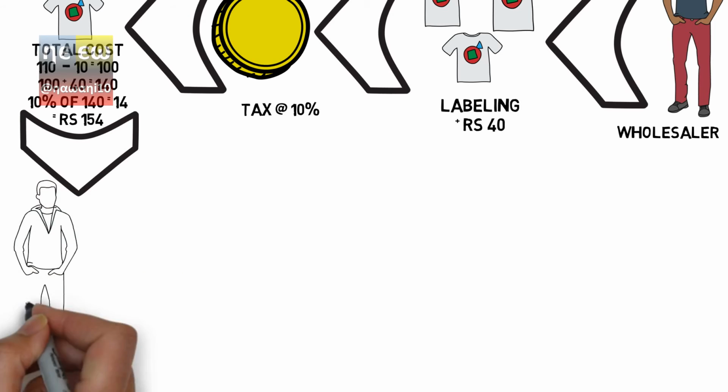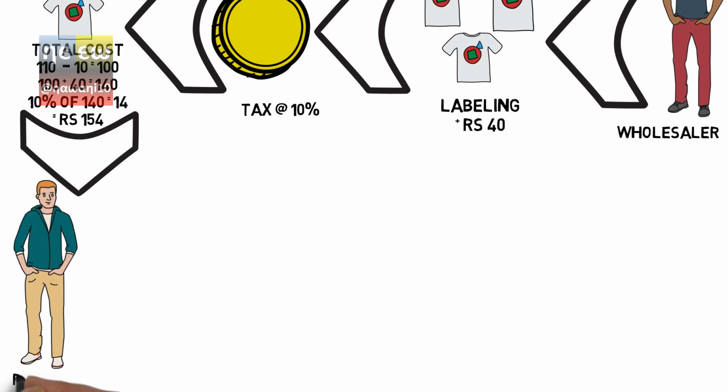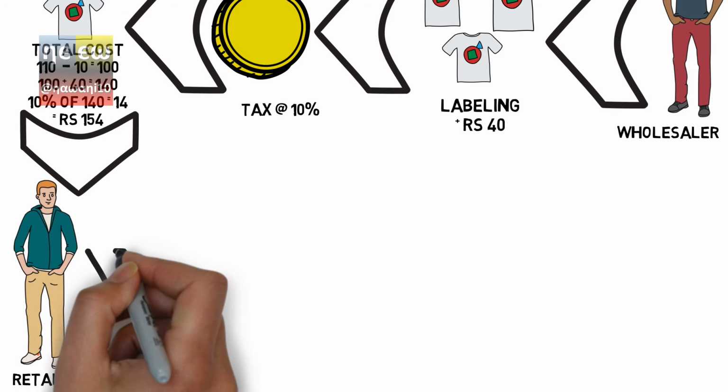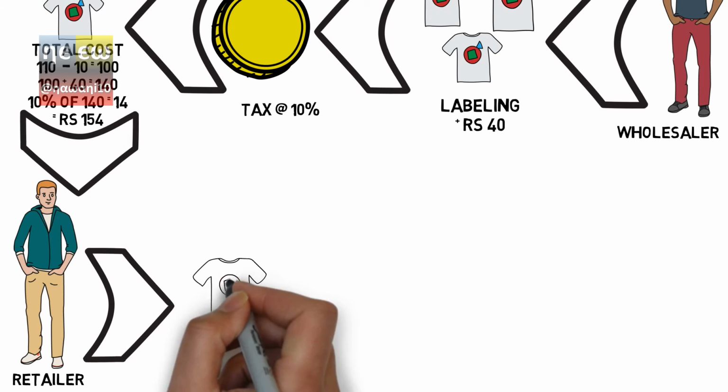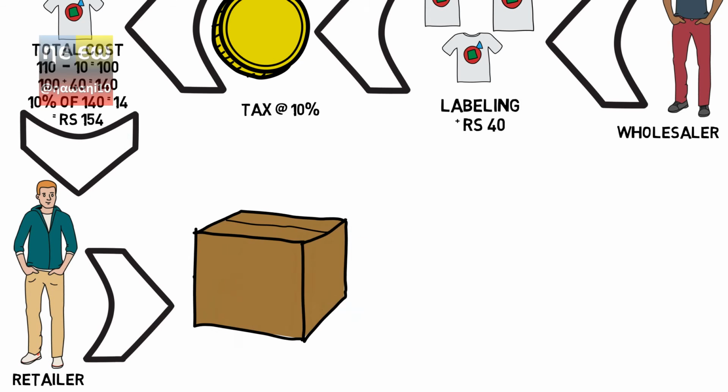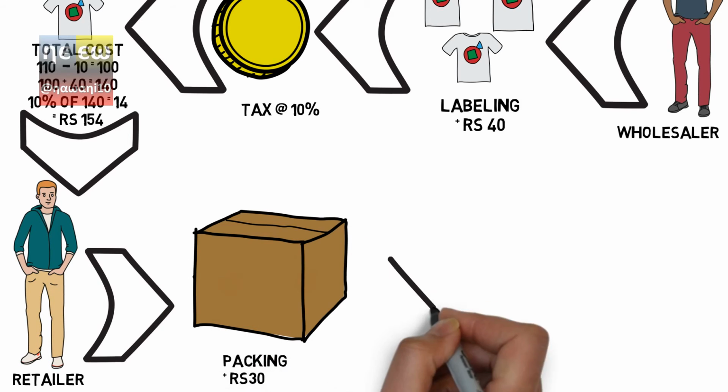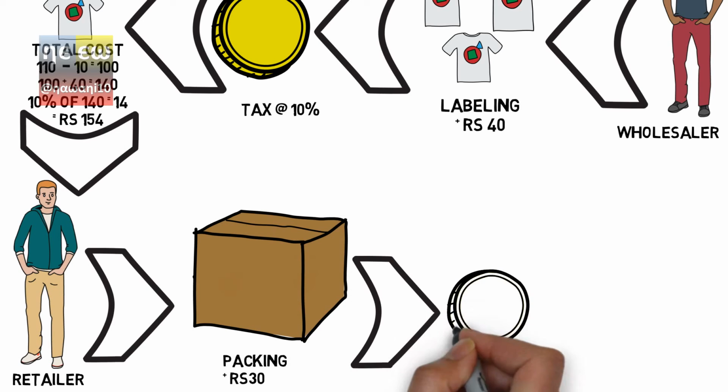When he pays rupees 4 to the government, he can pass on its liability to the retailer. So, the retailer pays rupees 140 plus 14 equals 154 to him to buy the shirt. At the next stage, the retailer adds value of rupees 30 to his cost price and has to pay a 10% tax on it to the government. When he adds value, his price becomes rupees 170.